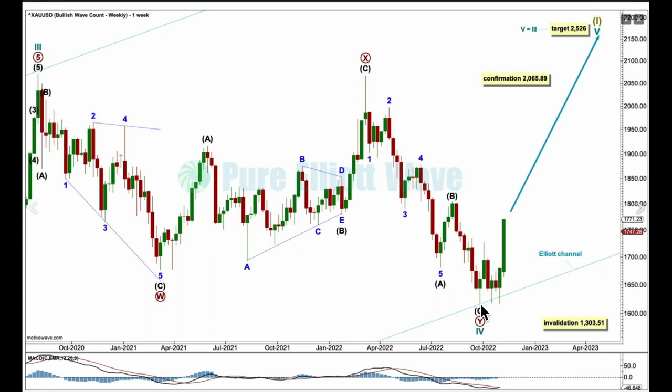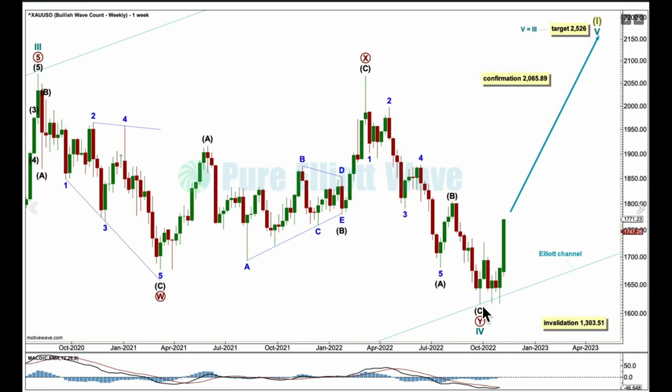If the fourth wave is over here, the fifth wave should have begun. The third wave at cycle degree was a long extension. If the fifth wave were to reach only equality in length with the first wave, it would be truncated. So it looks like the fifth wave for this bullish count may be equal or reasonably equal in length with the third. They may both be extended, hence the target at 2576.